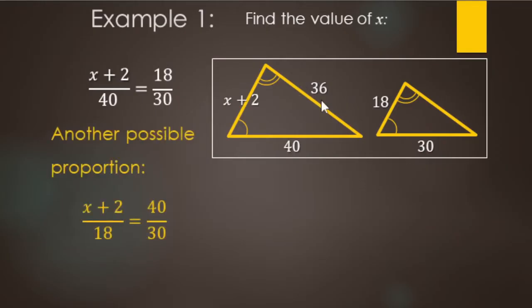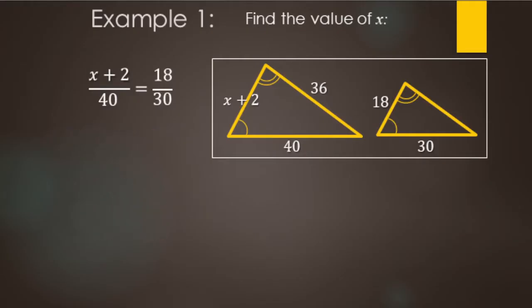We're not going to be using this 36 over here because the side that it goes to, we don't have a measurement for. So we do know we got to use the 18 and the 30, and that goes with the x plus 2 and the 40. Now, another possible proportion would be looking at it this way. Go short side to short side, right there, and then big side to big side right there as well. So when we write our proportions, we want to be matching up corresponding sides.